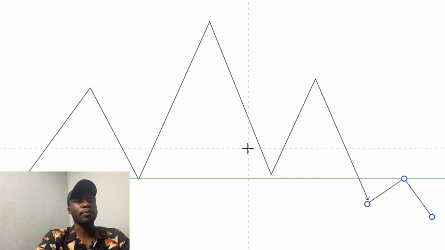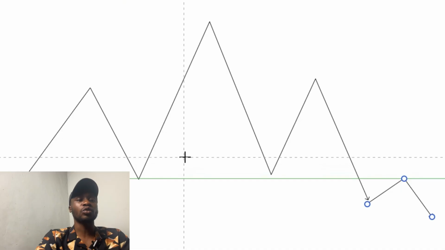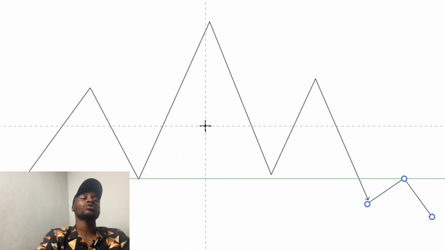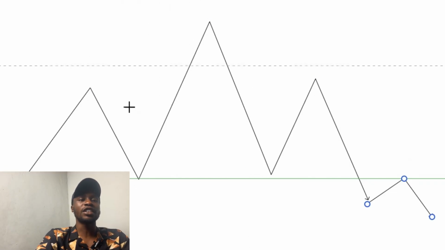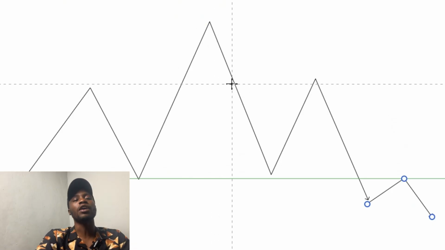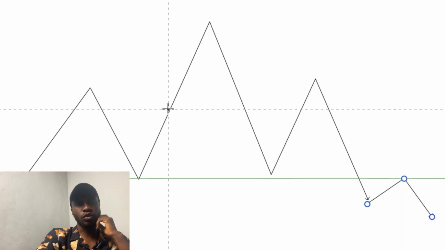And guys, this is a reversal pattern. This head and shoulder normally comes when the market is trending to the upside and wants to reverse and start going to the downside. It will likely give you this kind of chart pattern. If it doesn't give you a double top, it's going to give you a head and shoulder.